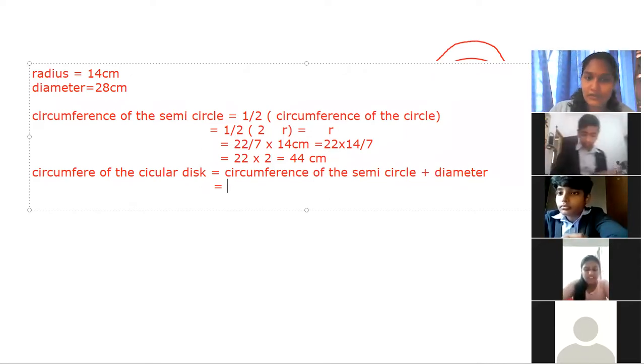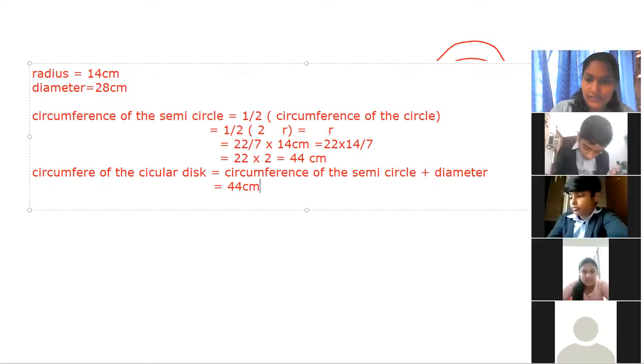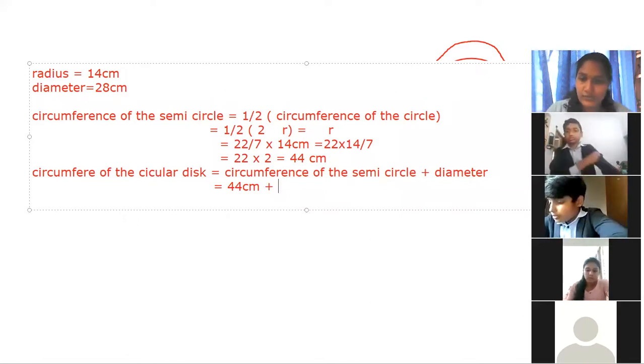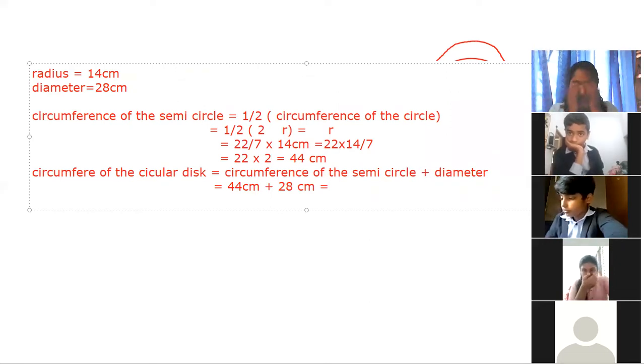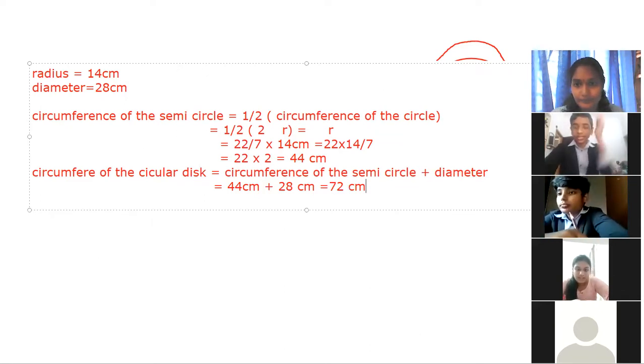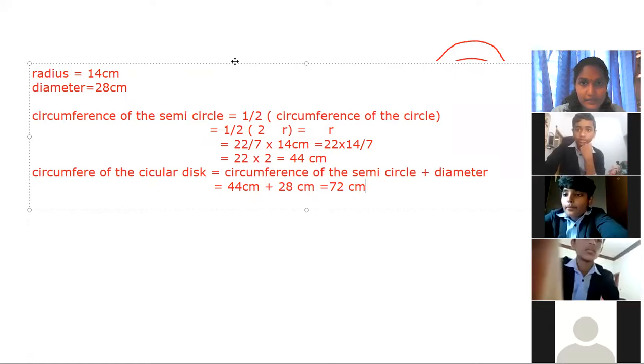The circumference of the semicircle we got is 44 centimeter, and the diameter we calculated from the radius is 28 centimeter. Then 44 plus 28 will give you 72 centimeter. Clear? 72. Did you understand? You got it? Any doubt?